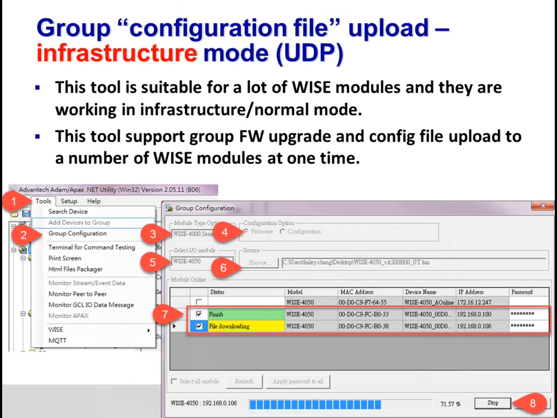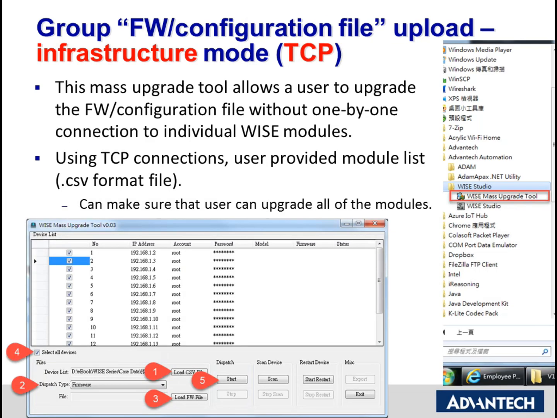This group configuration tool is suitable for a lot of WISE modules that are already working in infrastructure mode. This tool supports group firmware upgrade and config file upload to a number of WISE modules at one time. Different from the previous method, this mass upgrade tool allows a user to upgrade the firmware or configuration file without one-by-one connection to individual WISE modules.